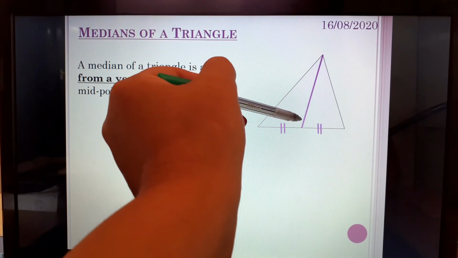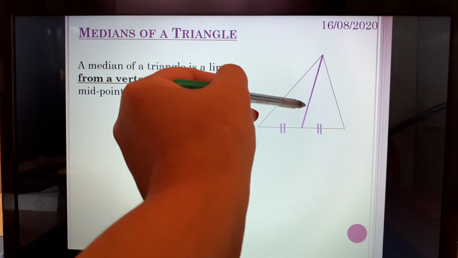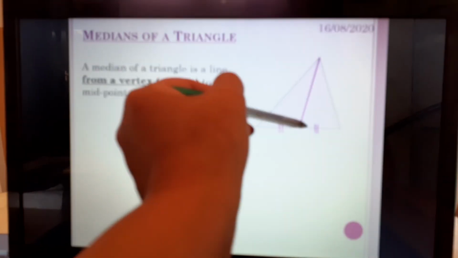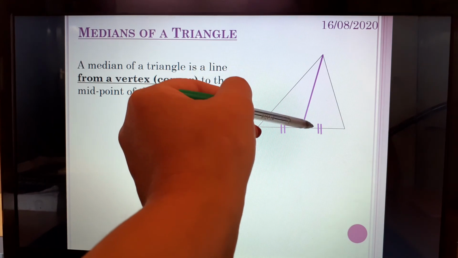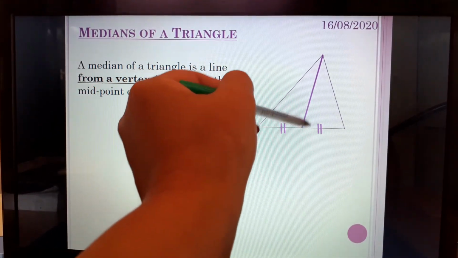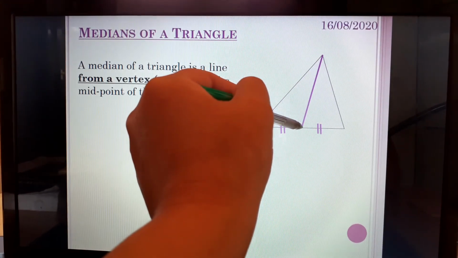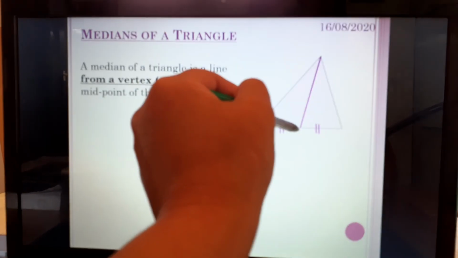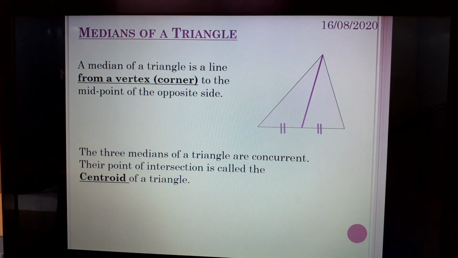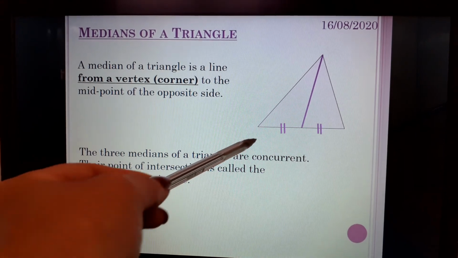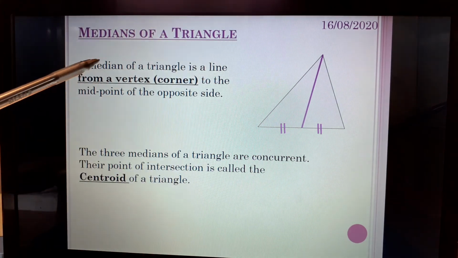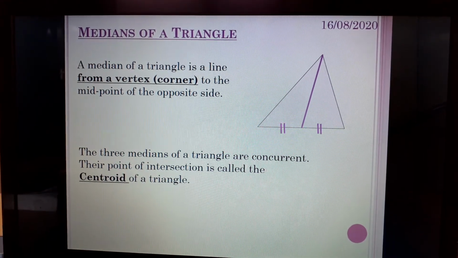Now, be very wary of this one. This is not an altitude question. You do not need to find the gradient. The gradient of that line there bears absolutely no relation to the gradient of that line. Okay? Only when it's the altitude that the gradient of that helps you to find the gradient of that. So we need to get that coordinate, and that's what will allow us to get the gradient. Okay? Now, for information, again, the three medians will meet at a point right in the middle of the triangle, and we call that the centroid of a triangle.